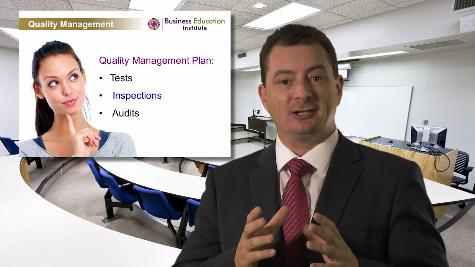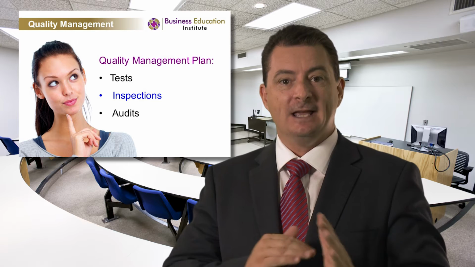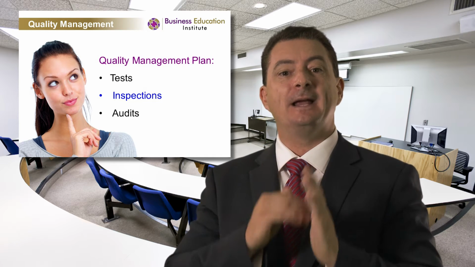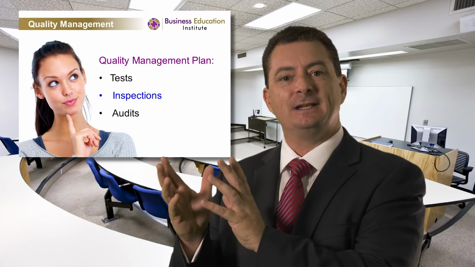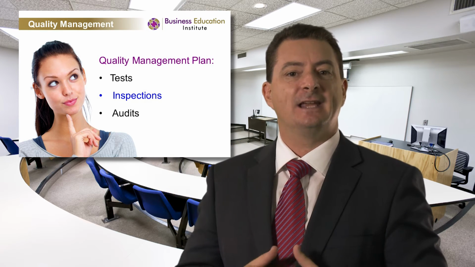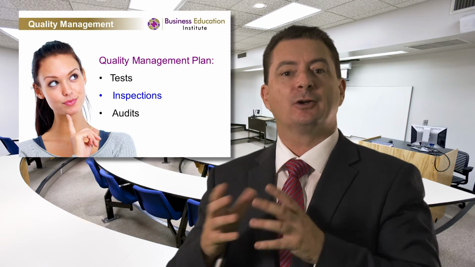But from a project management perspective, we talk about 3 things that come up in the quality management plan, and they are tests, inspections, and audits. These tend to be tasks embedded into the work breakdown structure, but we must have already set out the criteria and the standards that those tests, inspections, and audits are required to meet. But what is the main difference between an inspection and an audit?